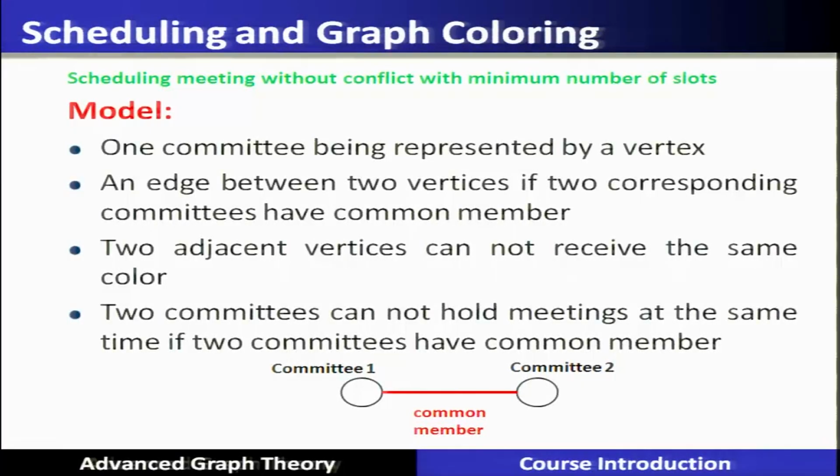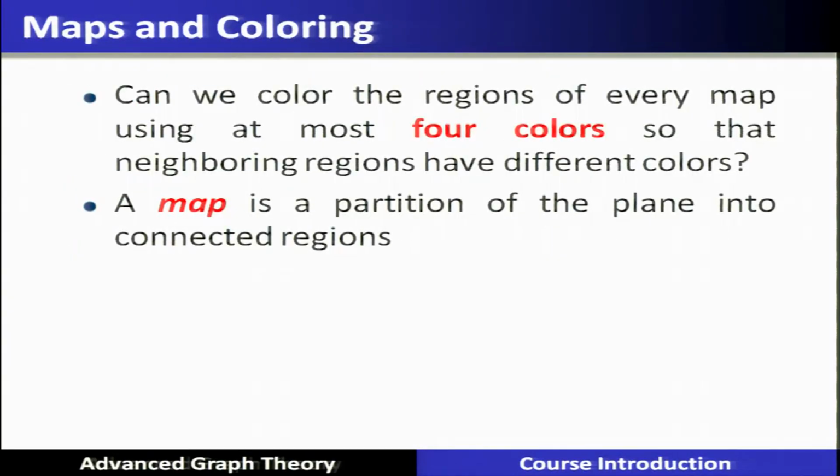Another problem is the scheduling problem. For example, there is a need to schedule Senate meetings without any conflict of common members, and we also want this scheduling of all the meetings to be done with a minimum number of slots. This problem can be modeled as a graph and solved using graph coloring. Another related problem arises when coloring maps. Maps can be colored so that no two adjacent or neighboring regions receive the same color. Now, the question is, can it be colored with 4 different colors or not. We are going to discuss that in this part of the course.